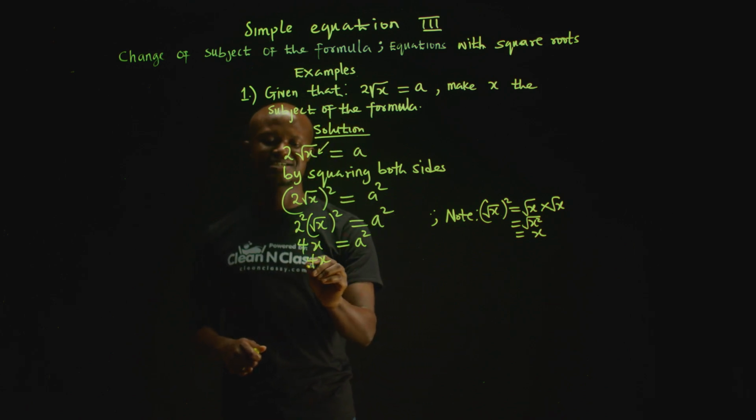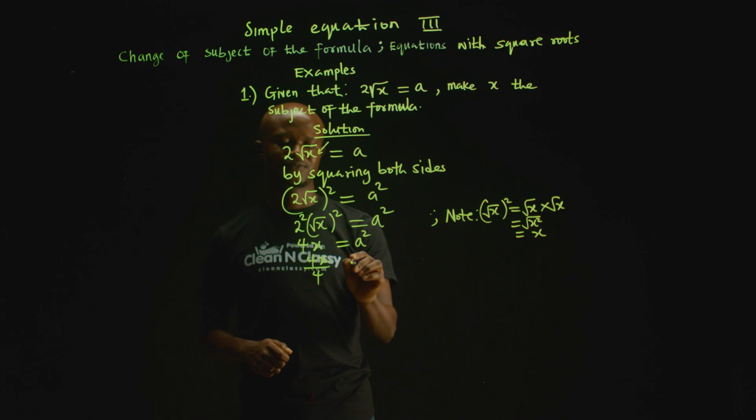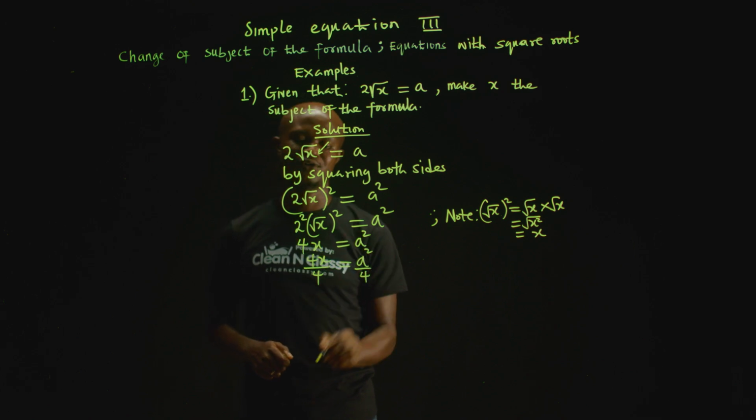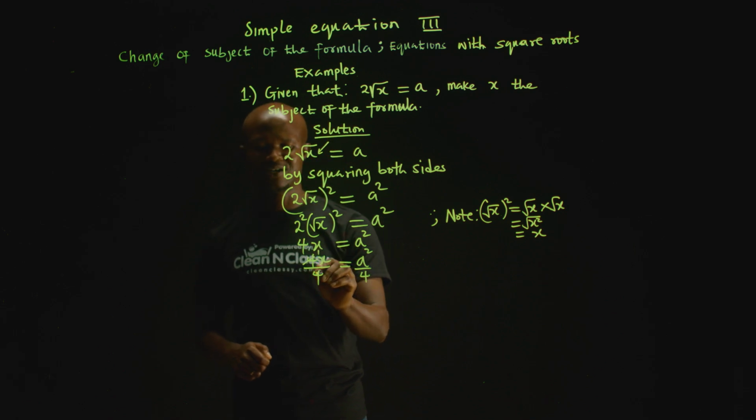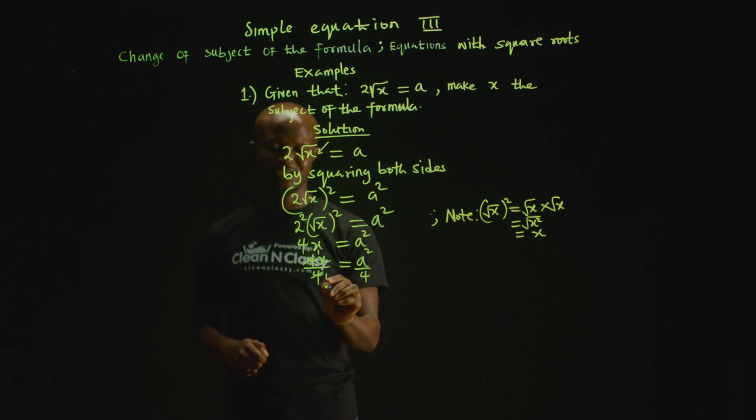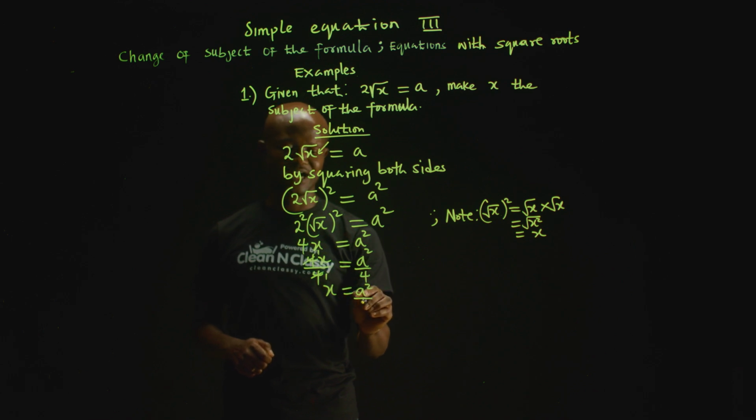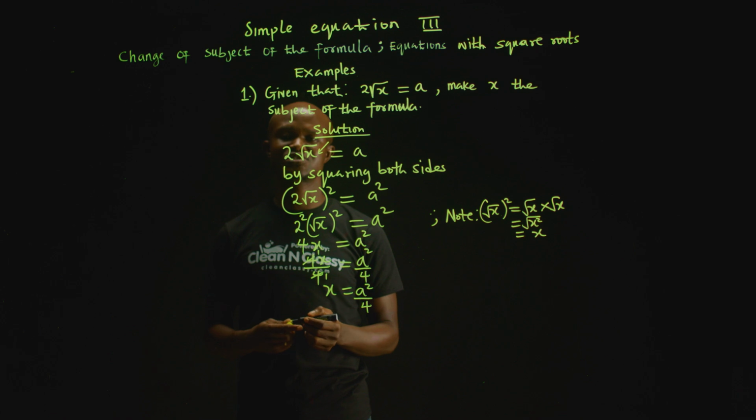So 4x divided by 4 is equal to what? a squared divided by 4. 4 here, 1. 4 here, 1. It means that x equals a squared over 4. That is the solution to the problem.